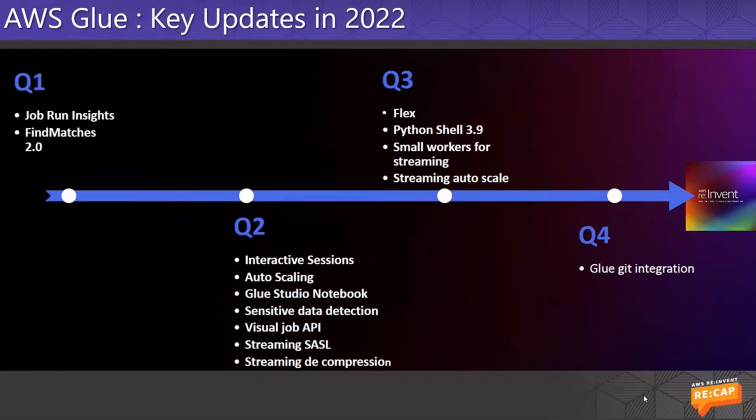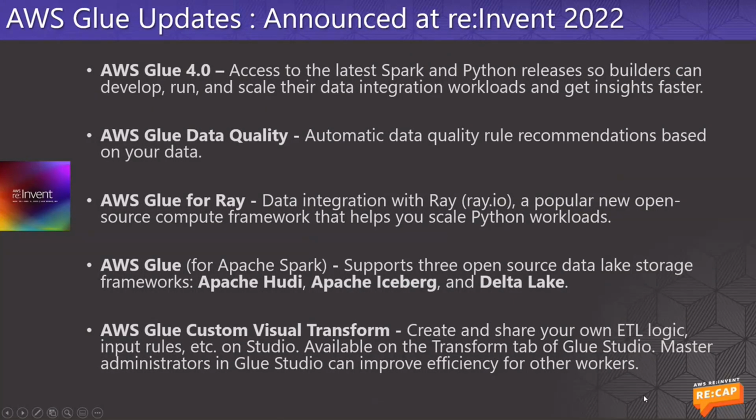But come re:Invent, they had a bunch of very major announcements around AWS Glue and its capabilities. This is at a glance some of the highlights from that, and we will spend a little time talking through them over the next few slides. AWS Glue Data Quality is something that we will focus on particularly for today's session.